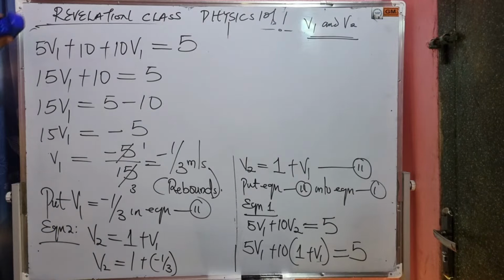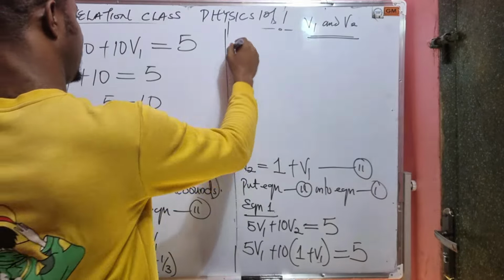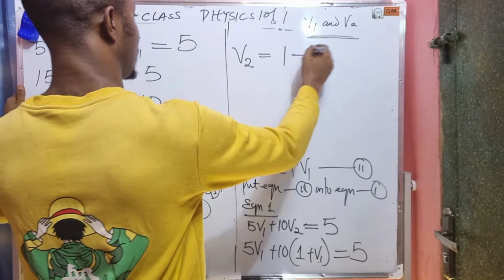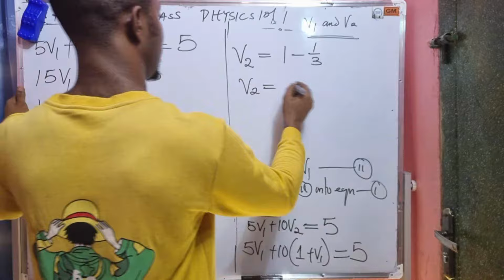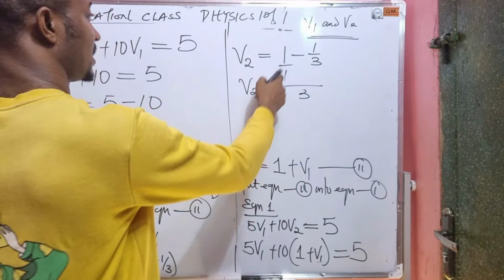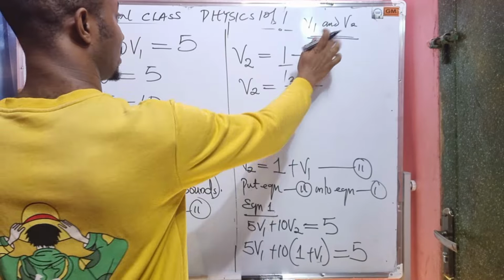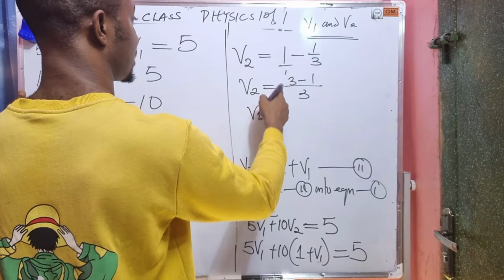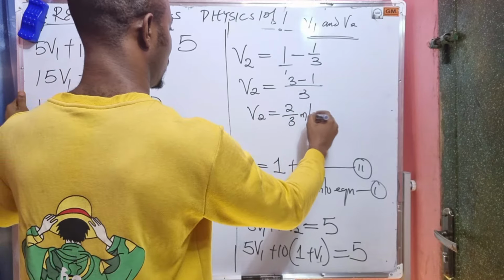So here our v2 equals 1 minus 1 over 3. The LCM here is 3. 3 into 1 is 3, 3 times 1 is 3, minus 3 into 3 is 1, 1 times 1 is 1. So our v2 becomes, what is 3 minus 1? That will give us 2 over 3 meter per second.